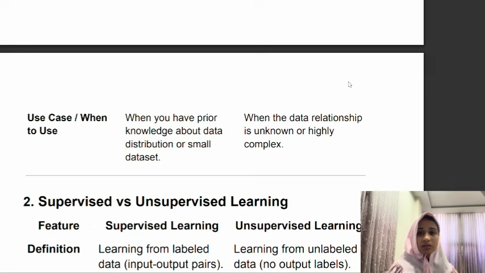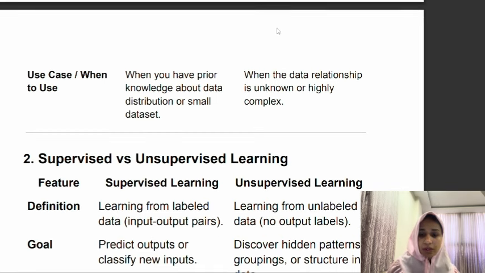When to use parametric? When you have prior knowledge about data distribution or small data sets. And non-parametric when the data relationship is unknown or highly complex. Then supervised versus unsupervised learning.